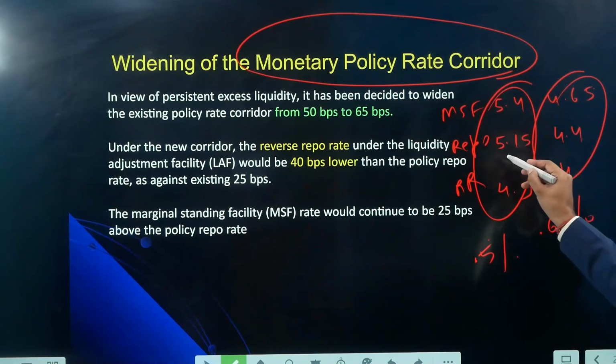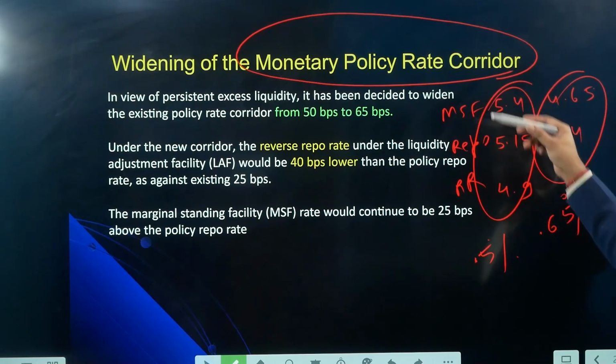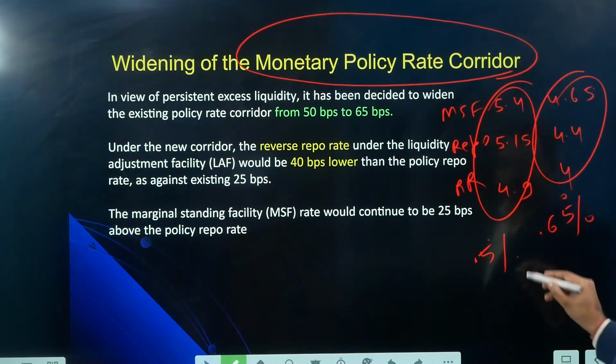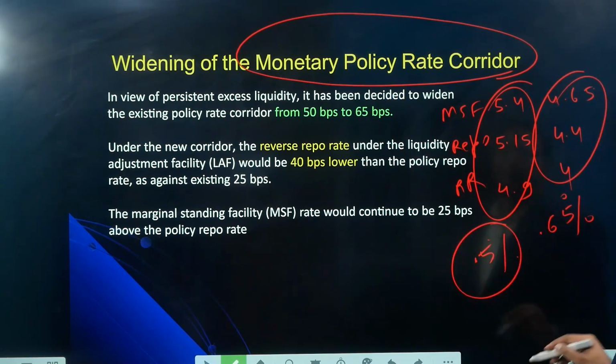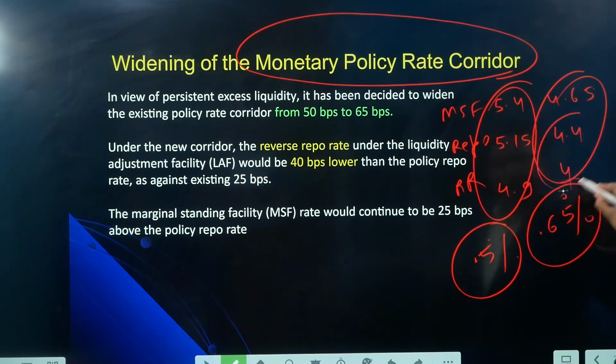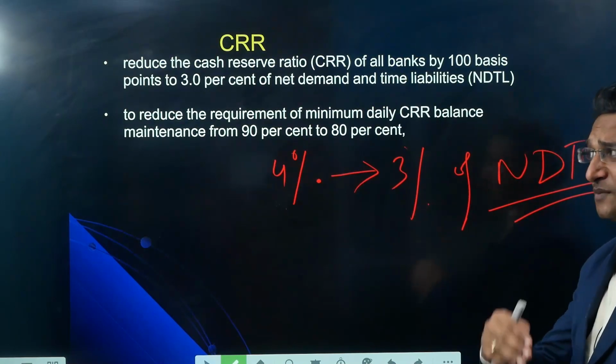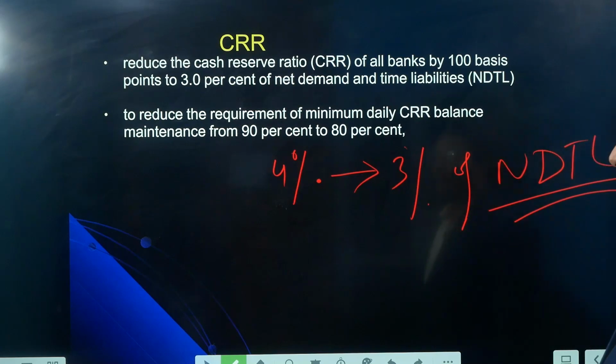So earlier repo rate was 5.15, and there was a difference of 0.25 on either side for the MSF and reverse repo rate. So the corridor was 0.5%. Now the corridor has been increased to 0.65% because between repo rate and reverse repo rate, the distance has been increased by 0.15%.